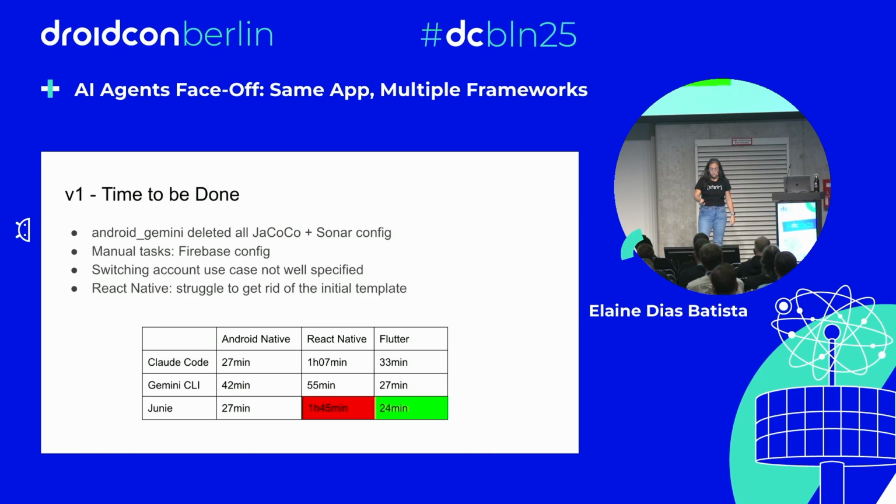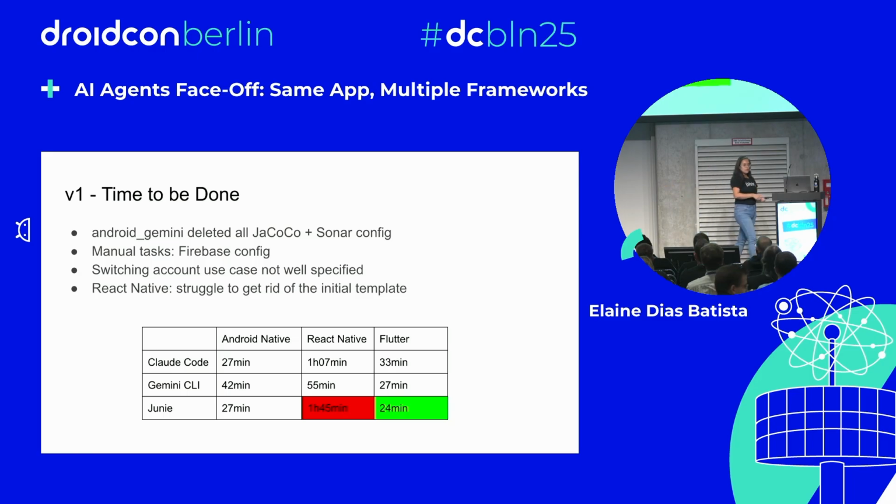Okay, so how much time to be done? So Flutter with Juni was the fastest one, 24 minutes. And React Native with Juni took me 1 hour, 45 minutes. But overall, you can see the times that it took here to build the login screen and the login process.